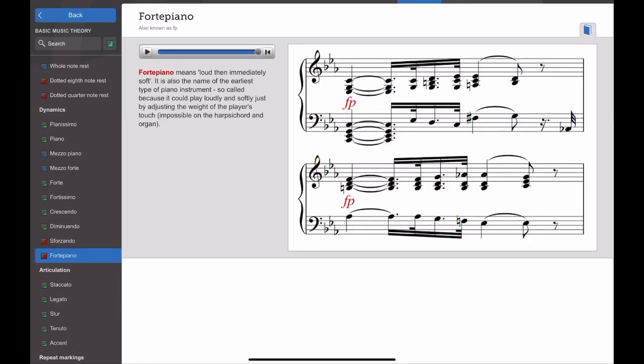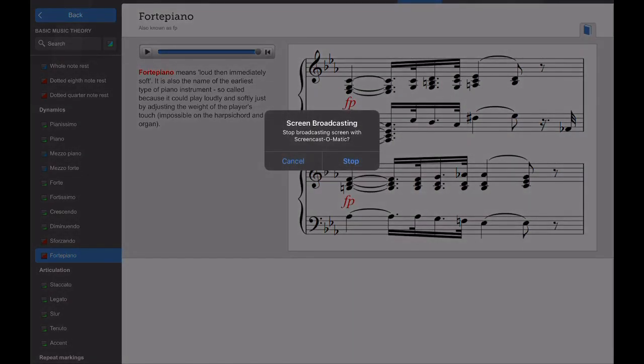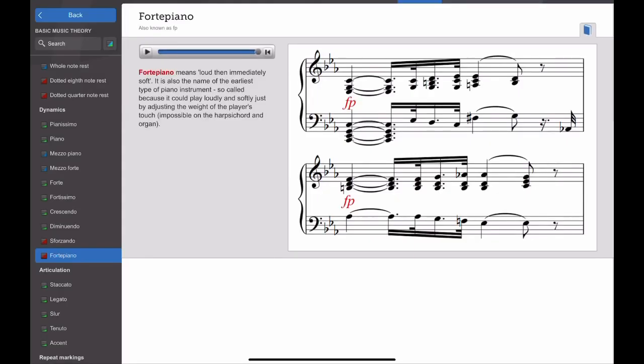Alrighty, so this is going to be all for today. I just wanted to make sure that you guys know all of those musical signs and you can get them without a mistake.